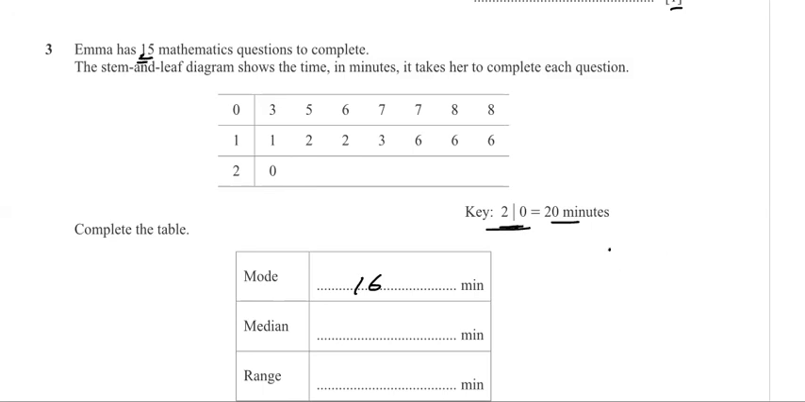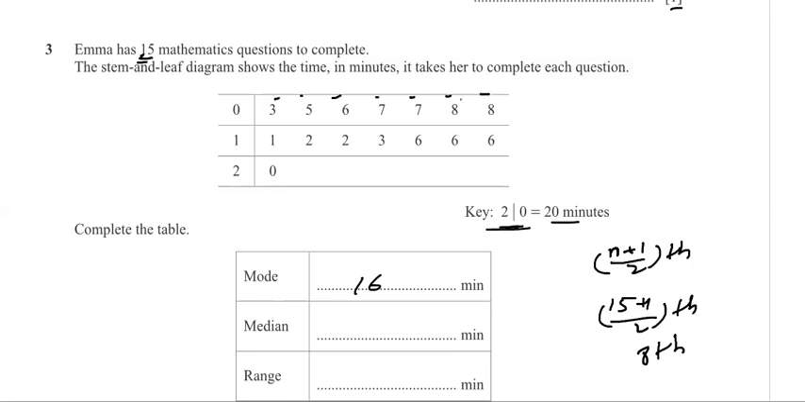The median in that case will be the (total number of values plus 1) over 2th value. Now the total number of values is 15, so (15 plus 1) divided by 2, the 8th value, will be the median. Now which value is the 8th? 1, 2, 3, 4, 5, 6, 7, 8. So this 8. You must write it with its stem. So the complete value will be 11.